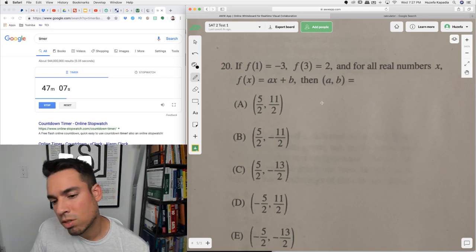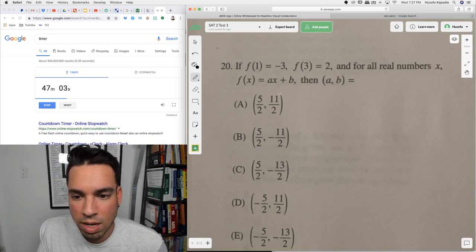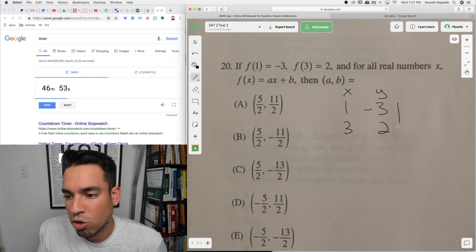All right. So I am assuming it's a linear function. Yeah, that's what it's saying, ax plus b. So we've got two coordinates: 1, negative 3 for x, y, and when x is 3, y is 2. Now we can calculate the slope.